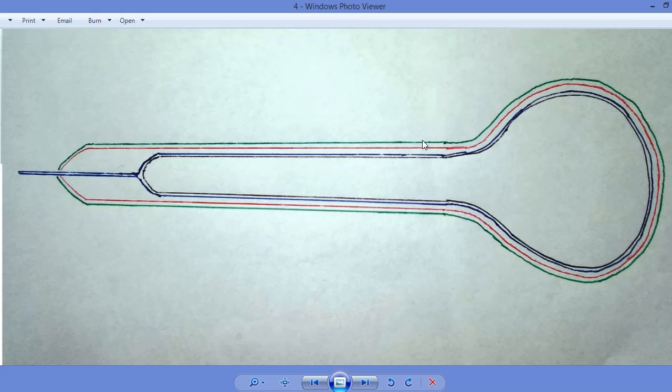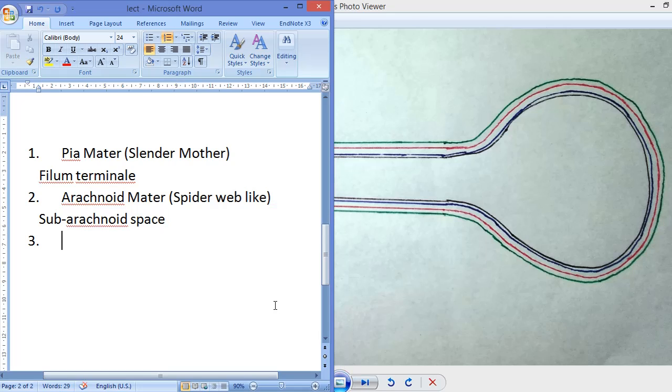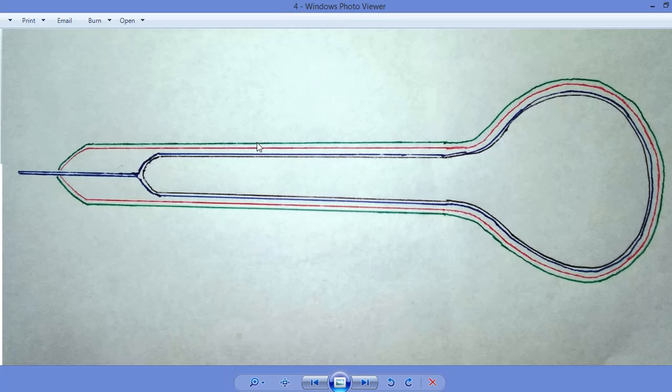And now the third layer, which is a very tough layer, this green color layer, encloses the brain and spinal cord. This is the third layer, or the third meninx. This is called dura mater. Dura is derived from the Latin word which means tough. So this is the very tough layer which encloses the brain and spinal cord, and this layer is called dura mater. This is the third layer.